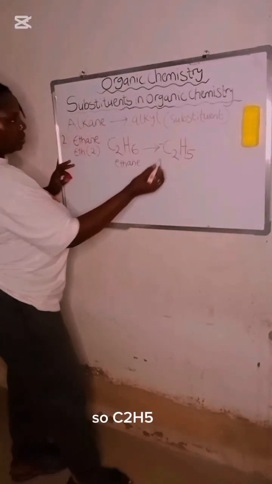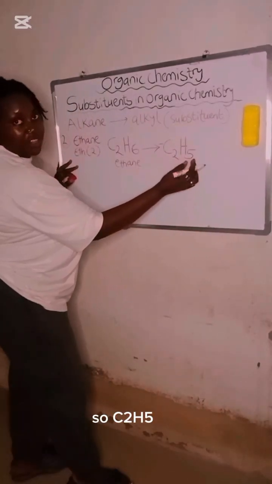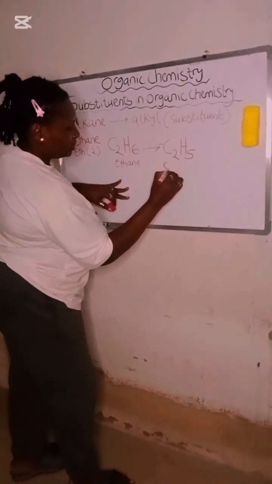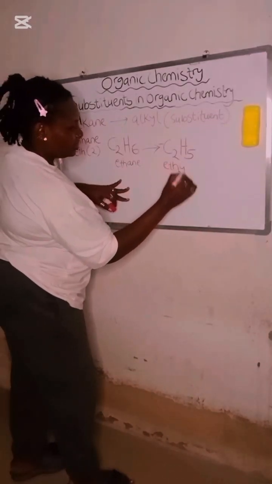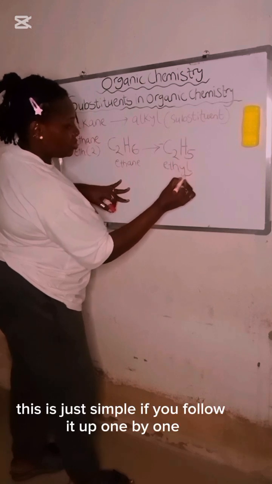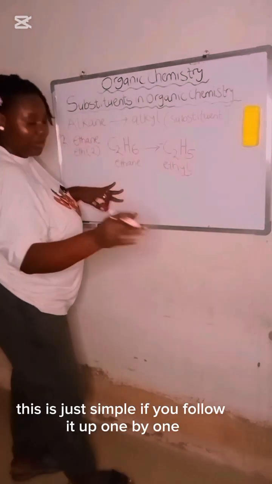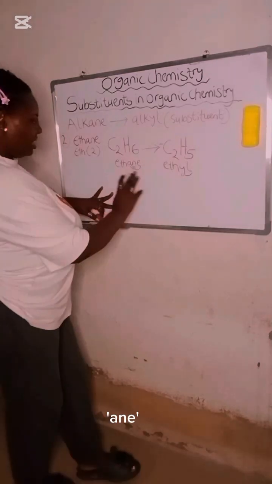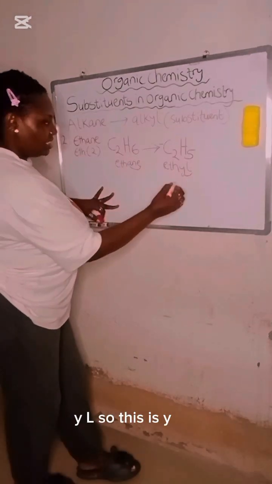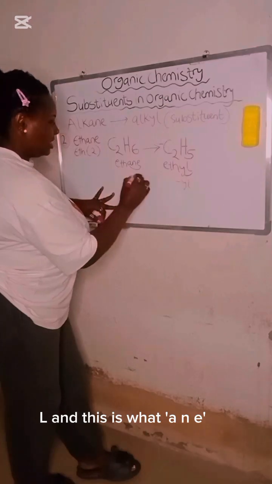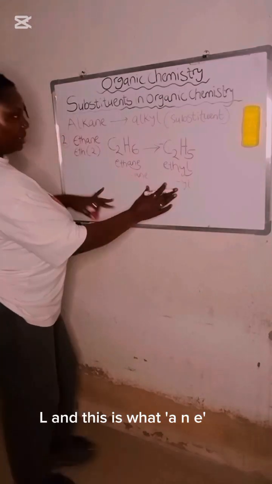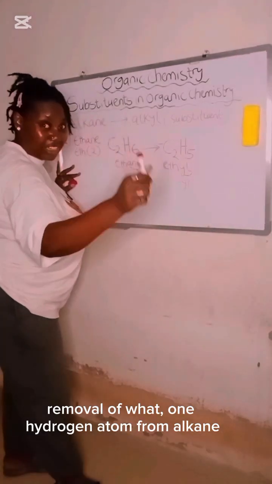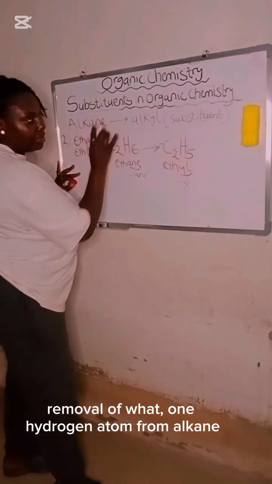So C2H5. This is what? Ethyl. This is just simple. If you follow it up one by one, you understand. ANE, YL. So this is YL, and this is ANE. Removal of one hydrogen atom from an alkane.